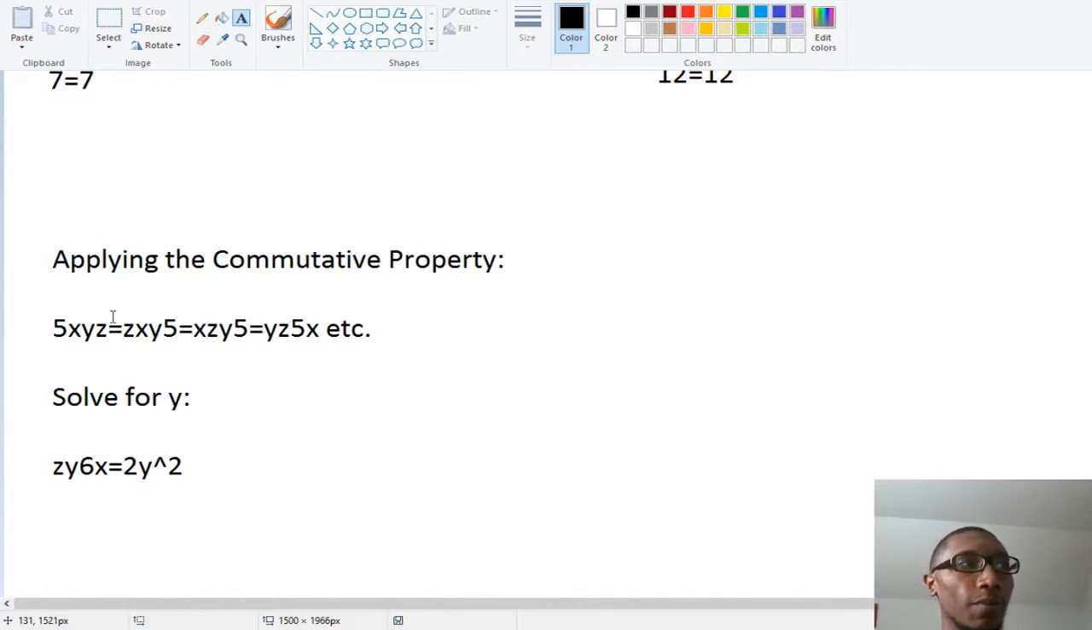That means we can rewrite it as zxy5, xzy5, yz5x, etc. However you want to do it, we really have no particular reason to put it in any order other than coefficient and then variables in alphabetical order, because our minds work easier that way. If you see 5abc, your mind can decipher that easier than something like 5cba, right?